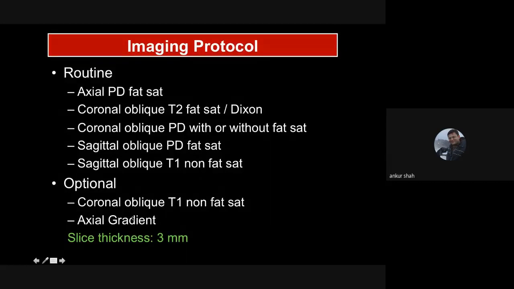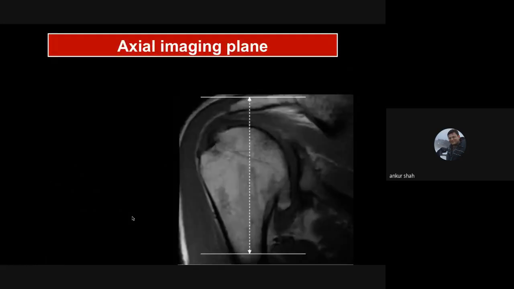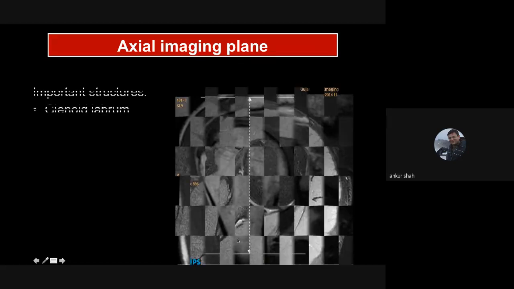And sometimes we take on coronal T1 weighted sequence also, again with slice thickness of 3 millimeter. So this is usually the axial field of view. We start it from just above the coracoid process and acromioclavicular joint and include just below the axillary pouch, so that entire shoulder is covered.